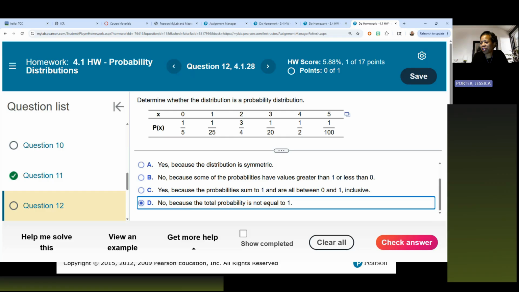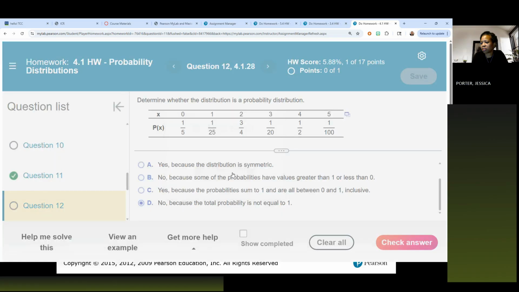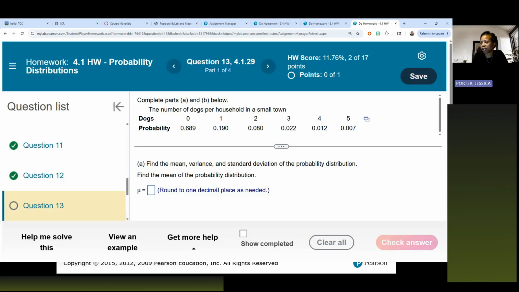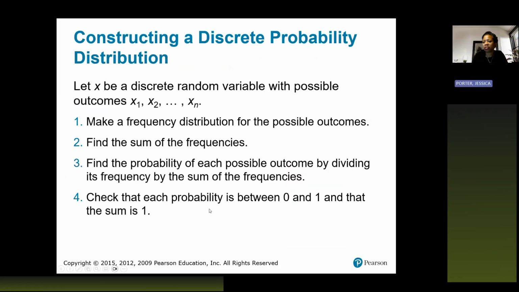Yeah, no, because the total probability is not equal to one. It's not B because this is saying that one of the values is greater than one or less than zero. Okay. So that's our homework. Some of the questions you'll come across just for that one, for determining if it's a probability distribution.